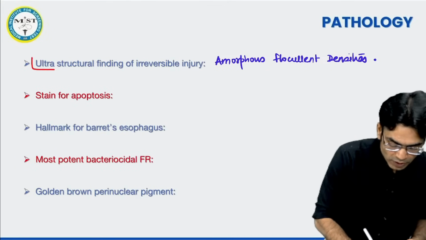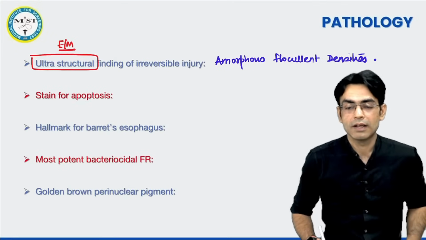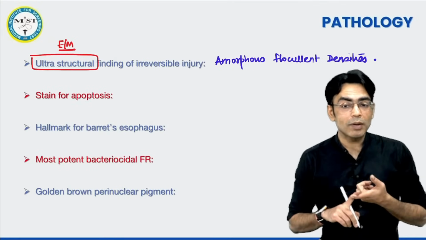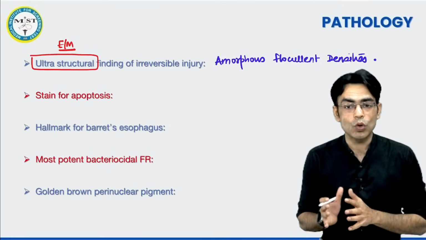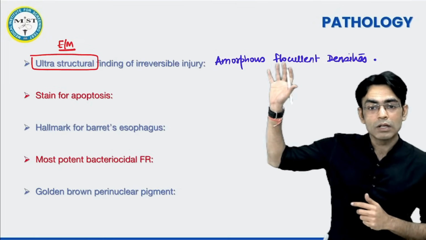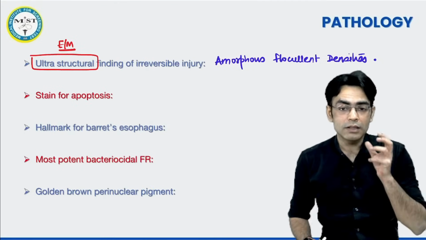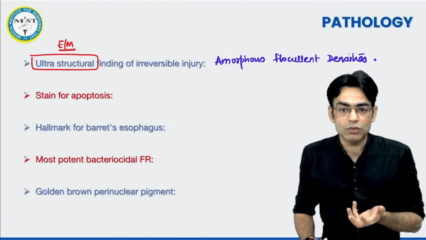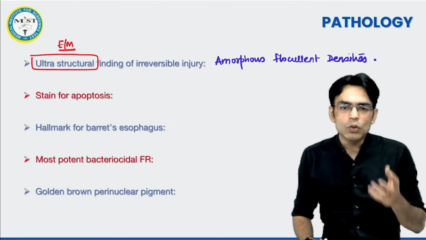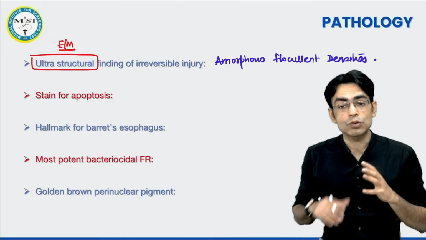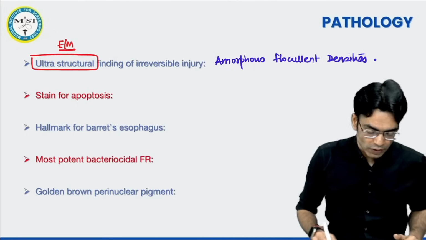Whenever we are talking about ultrastructural, we take it to electron microscopy. If they are asking about a microscopic finding, not the electron microscope but a light microscopy finding, then do not write amorphous flocculent densities there. Then you have to write the findings which you can see on a light microscope, maybe a cytoplasmic finding or a nuclear finding. Generally there, pyknosis or karyolysis will be given. But for ultrastructural, whenever they are asking amorphous flocculent density, you will mark it.